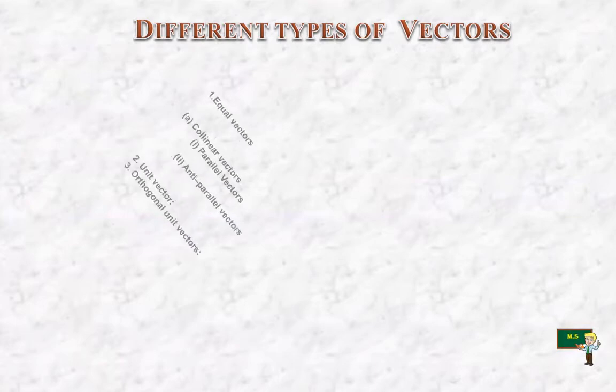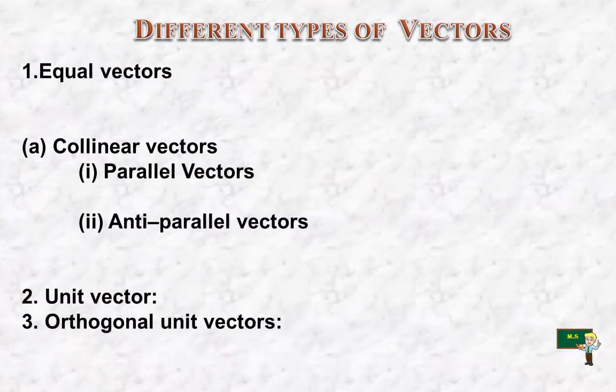Now, different types of vector. It's not very important to get into the types of vector for your level of education, so let me give some examples. First one, equal vectors. I will show the picture. See, these have the same direction and equal size. This is called equal vectors. A vector and B vector have equal size and equal direction.